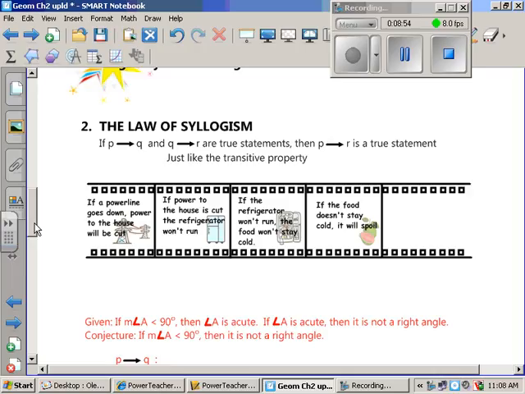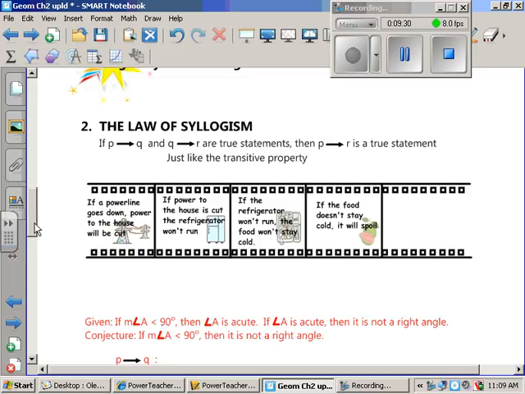And that's what we use in the law of syllogism. If every single link in the chain is connected, so if the conclusion of this one is always the hypothesis, conclusion, hypothesis, conclusion, hypothesis, if they never break, if they always work so that the conclusion of the last one is the hypothesis of the next one, then the law of syllogism says you're allowed to skip all the middle parts and just go from the beginning. If a power line goes down, you're allowed to conclude the end.